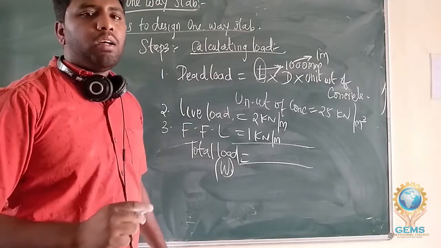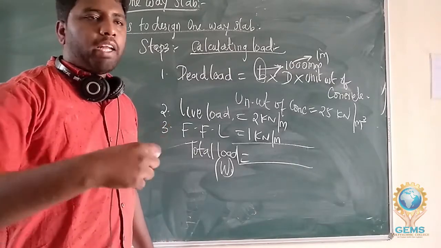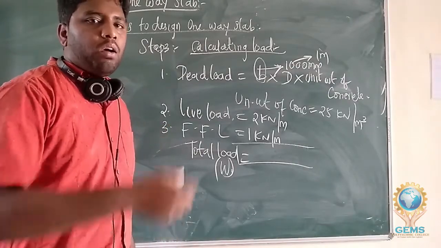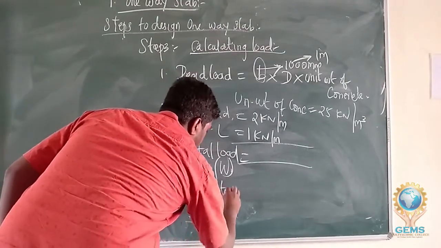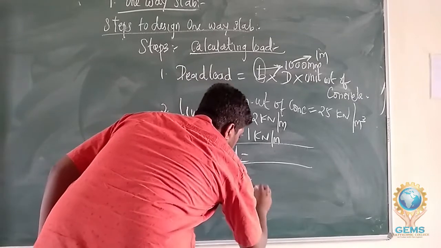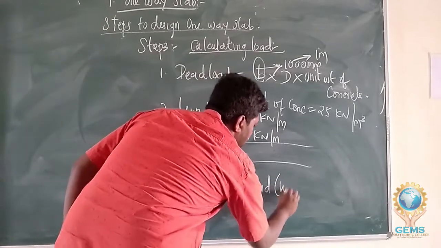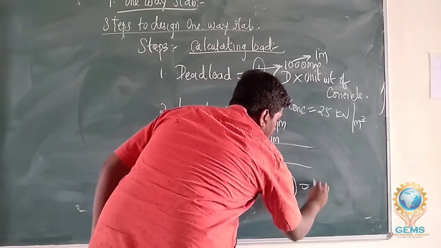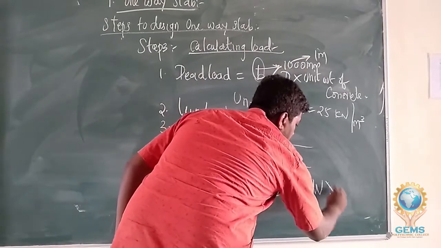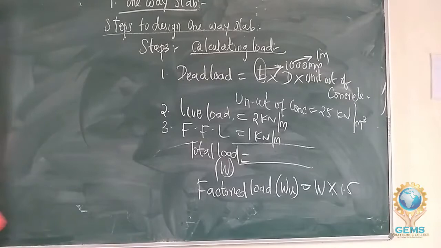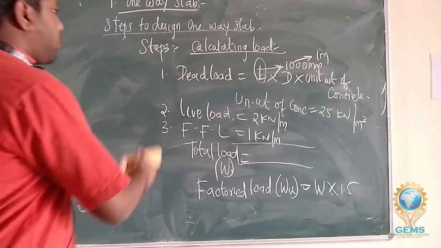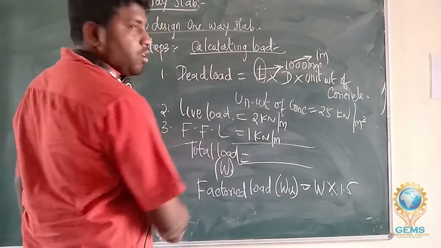Factor load is nothing but the additional safety that you are going to provide for the calculated load. So factor load is denoted as WU, which is equal to total load into 1.5. Okay, total load into 1.5. So this is your factor load. So this is how you will calculate the load.